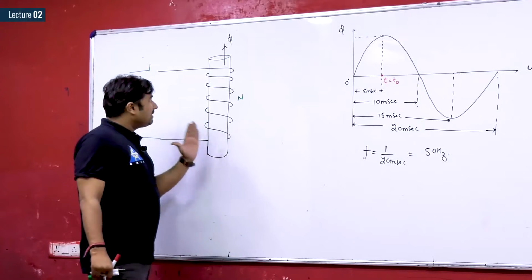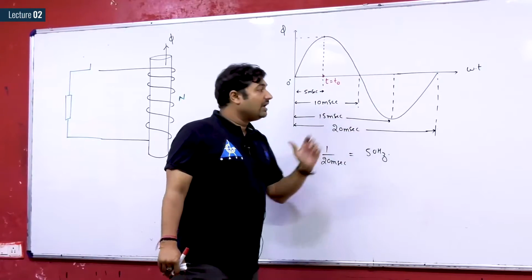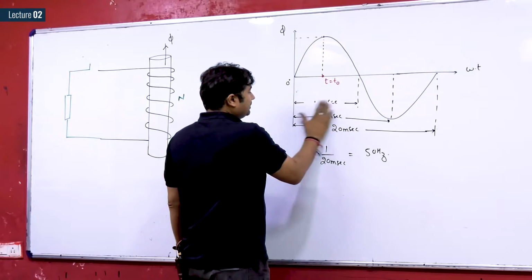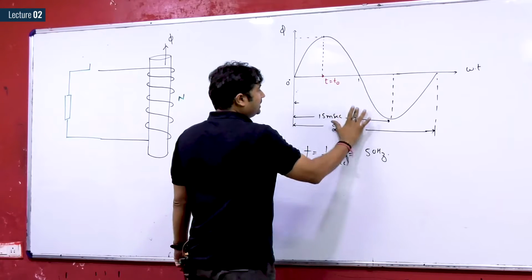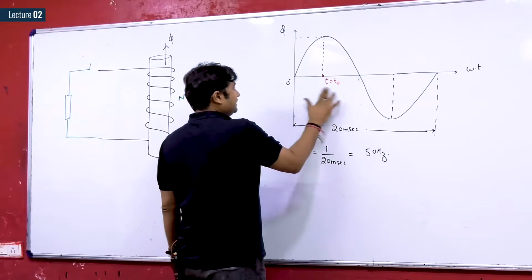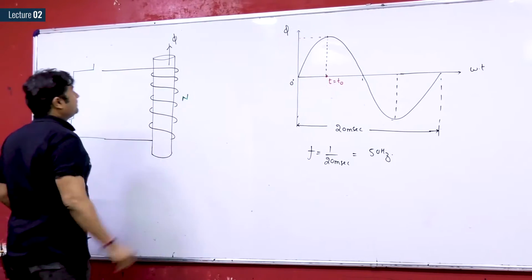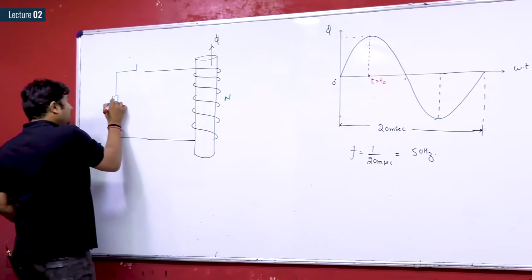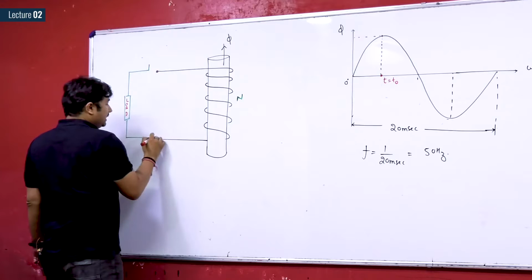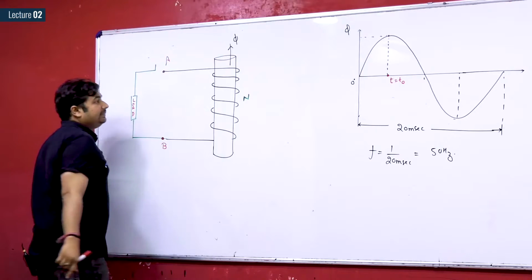So let us suppose we have an ideal core and that ideal core contains a flux and that flux changes with respect to time. At one instant t equals t naught, that is for a 50 hertz frequency flux you can say after 5 milliseconds. So at t equals t naught, let the instantaneous flux be this. I want to know about the polarity of induced EMF at terminal AB.